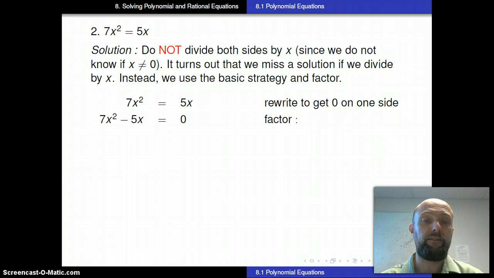Next we factor. Here we can factor out the greatest common factor. We have the terms 7x squared and 5x. The greatest common factor is x. When we factor out x, we are left with 7x minus 5.